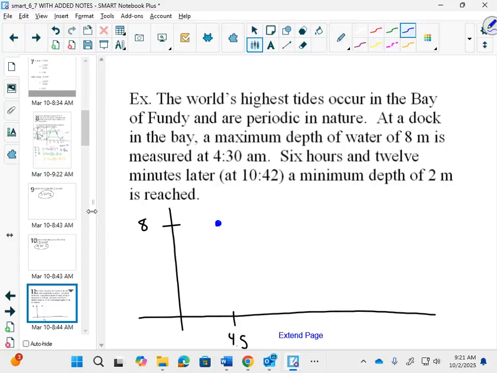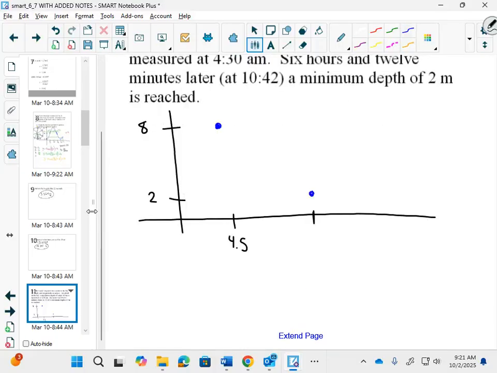6 hours and 12 minutes later, so this is 4.5 hours. 6 hours would be about a good approximation of 6 hours and a bit. It's going to be at 2. Well, I'm pretty confident I can label 2. But now I need to write, my calculator doesn't let me do minutes. I'm going to need to do 10 point something.